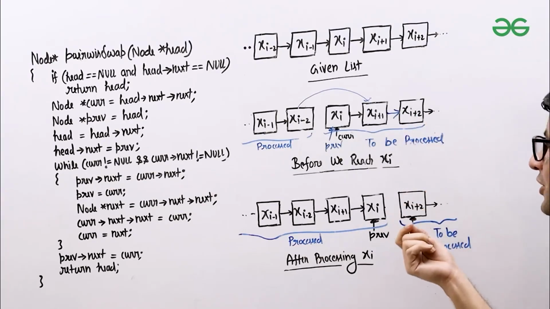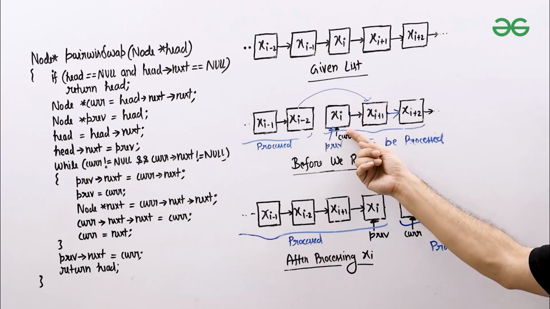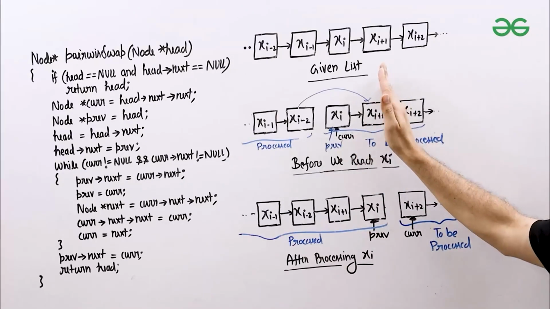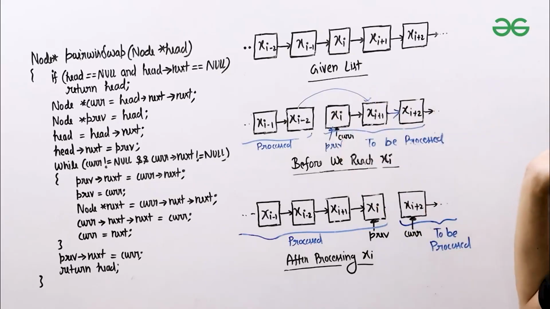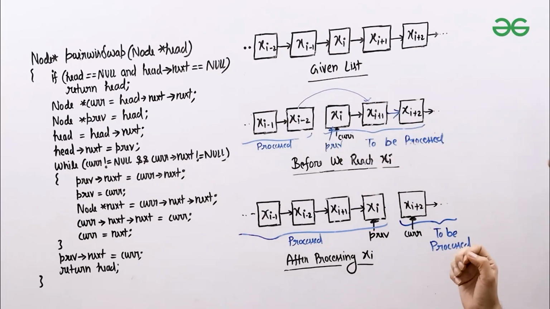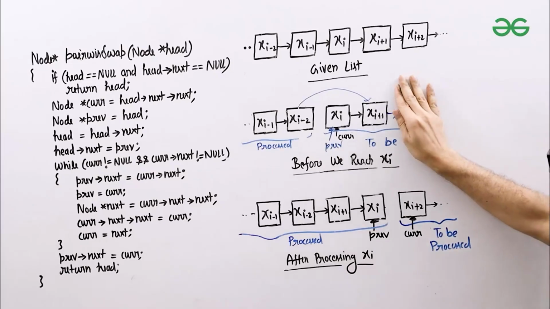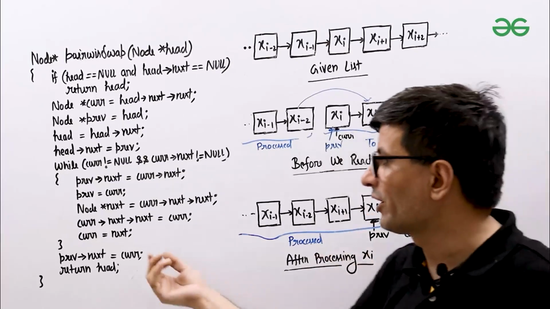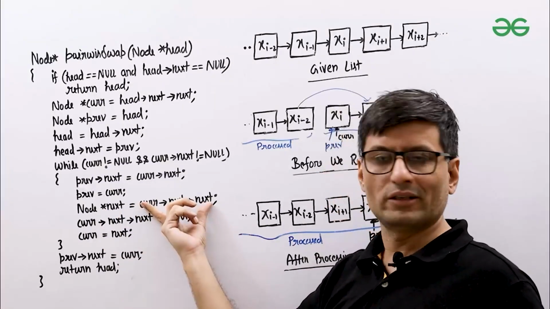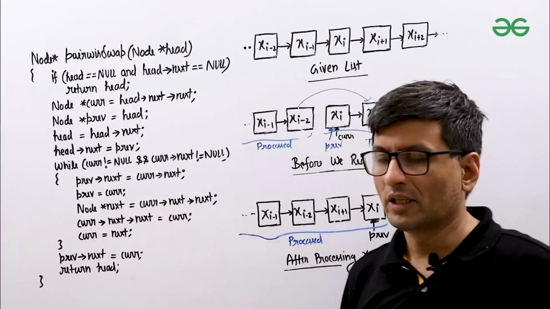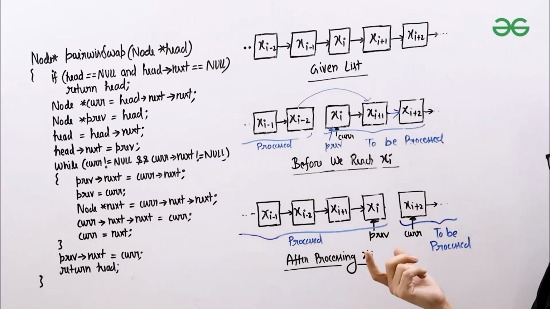If I simply change current arrow next to current, that would be a problem, because if I simply change the next, I'll lose hold of the remaining linked list. To avoid this problem, we first get hold of the remaining linked list, current arrow next, in a variable called next. And then we make the required change: current arrow next becomes current.